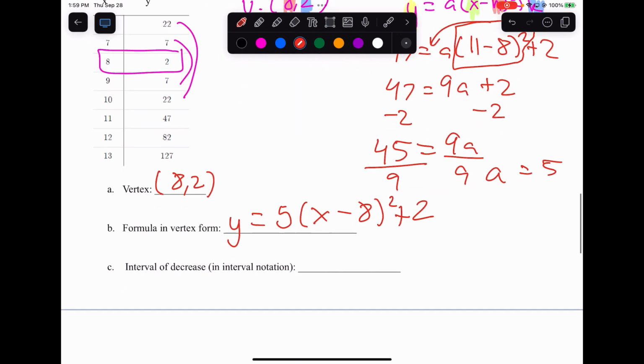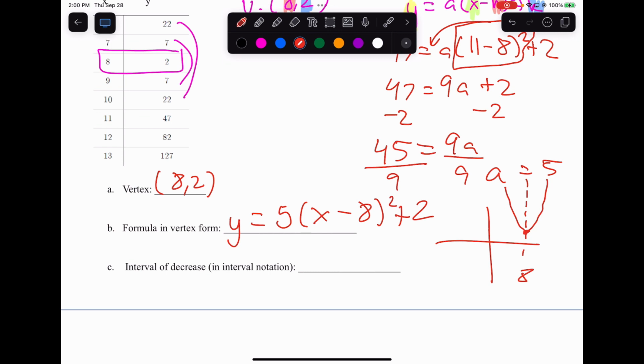All right, the last one. We have to come up with the interval of increase or decrease. For this one, you have to sketch a graph of the quadratic. We know our vertex is (8, 2). And then we have to say, is it going to open up like a cup or down like a frown? We know that from our a value. Our a value here is positive, so it's going to open up like a cup. And we know that our axis of symmetry here is at 8.